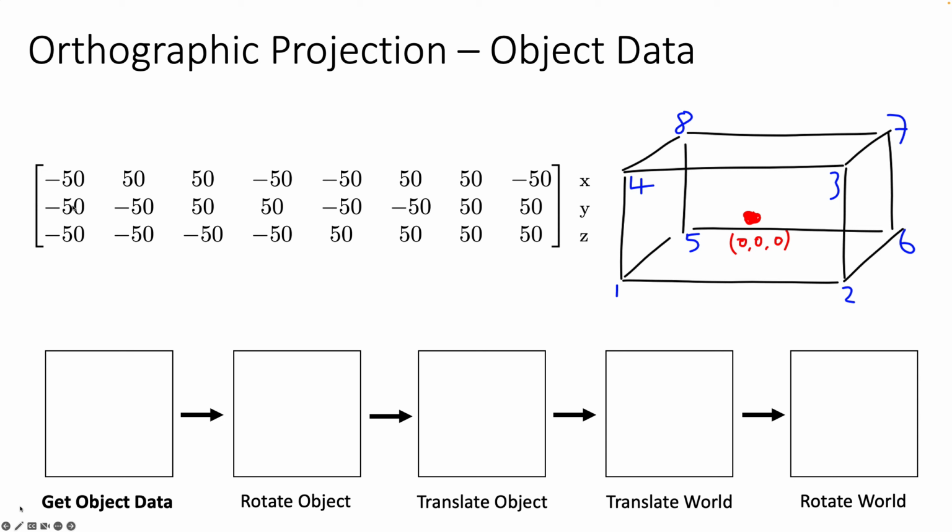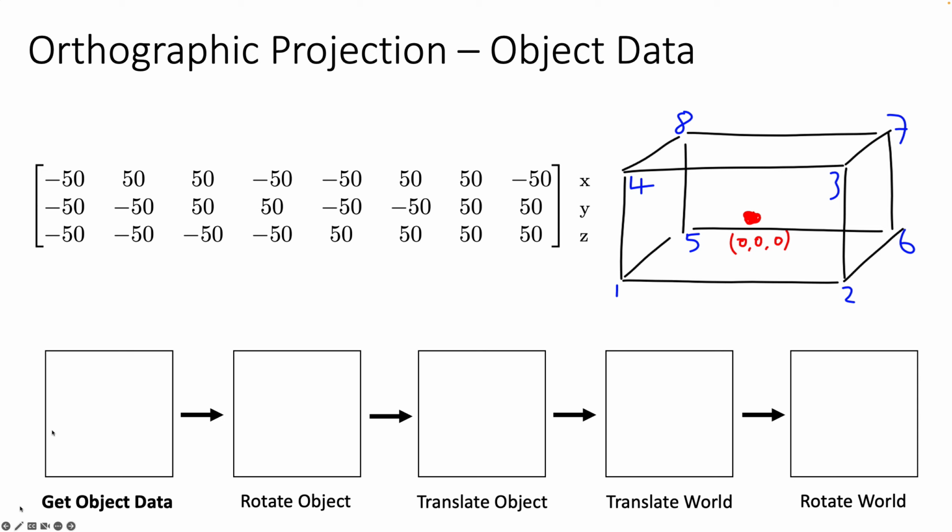So this -50 on all x, y, and z is going to represent, let me think about this, number 5 or number 1. I kind of forgot how the z-axis works. Actually, I believe it will be number 1. So this is going to represent point number 1. That's all we mean by get object data.